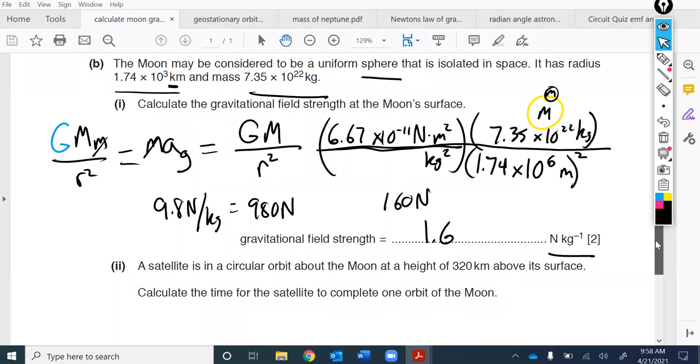A satellite is in a circular orbit about the moon at a height of 320 kilometers above its surface. Calculate the time for the satellite to complete one orbit of the moon. All right.